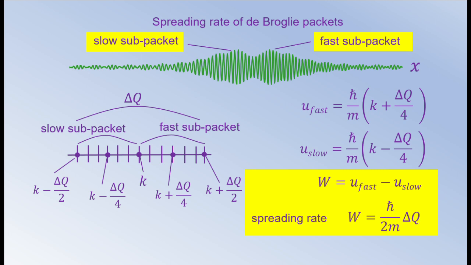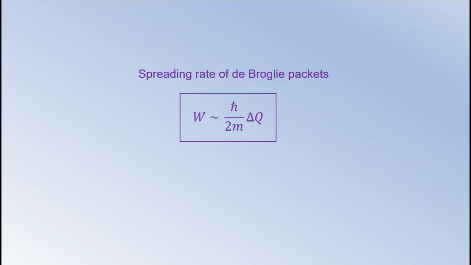In order to emphasize the evaluative nature of our formulas, it is the usual practice to use the tilde symbol instead of the equality sign in these expressions. This means that W is not exactly equal, but is of the same order of magnitude as h bar over 2m times delta q. Frankly speaking, we have received the main formula we need and can continue further discussion of how this formula works.